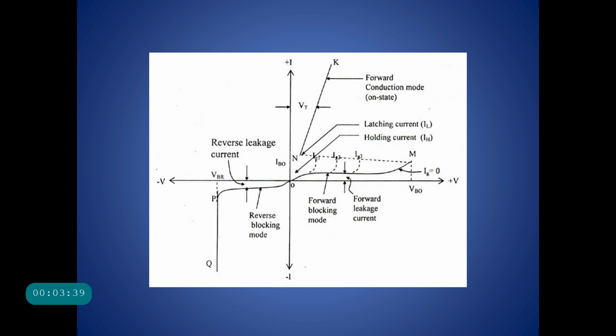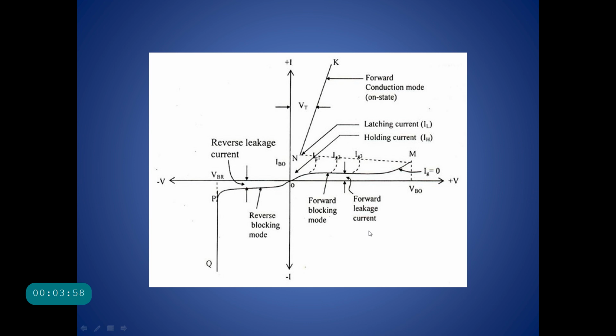And these two terms, latching current and holding current. Latching current is the minimum current required to turn on the thyristor, and holding current is the minimum current that is required by the thyristor to maintain conduction. That means below the holding current the thyristor turns off.